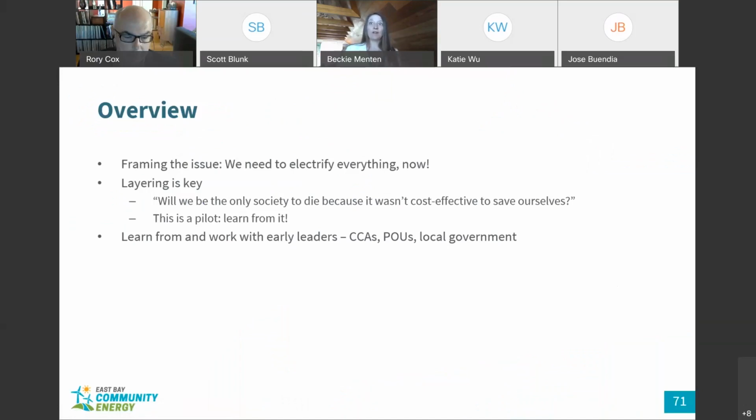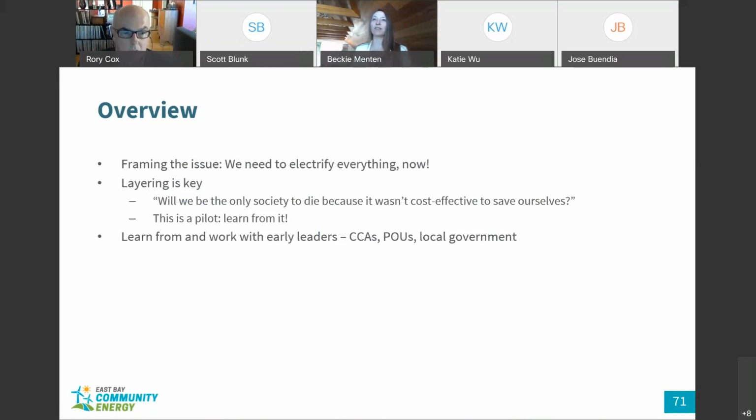So the issue that I want to get around today is really framing it. As we've discussed, we know that we need to electrify. Layering, I hope, as a takeaway, you'll understand that it is key to this. I don't remember this exact quote, but I saw this at a workshop years ago. Will we be the only society to die because it wasn't cost effective to save ourselves? I just always love to set the stage with that.